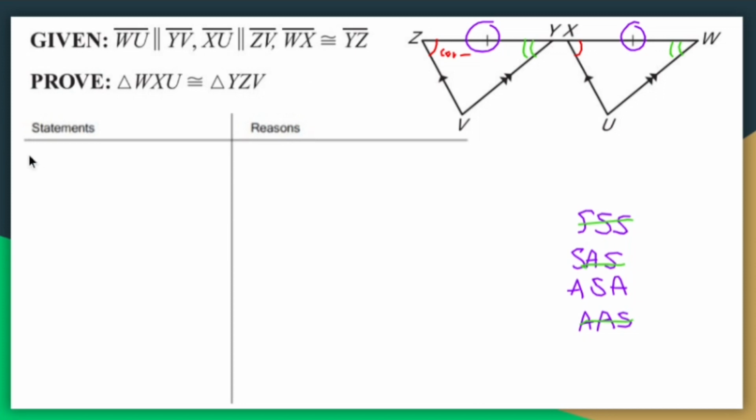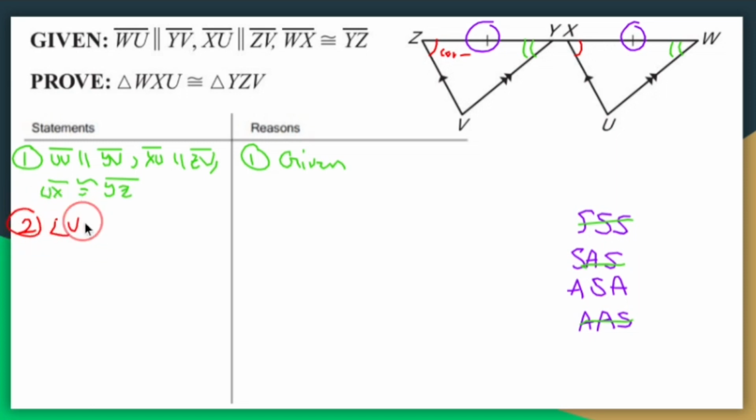So number one's my given. Okay. WU is parallel to YV, XU is parallel to ZV, and WX is congruent to YZ. That gives me my side right there, given. Okay, let's go with the red angles. Angle VZY is going to be congruent to angle UXW. And the reason for that is the definition of corresponding angles.